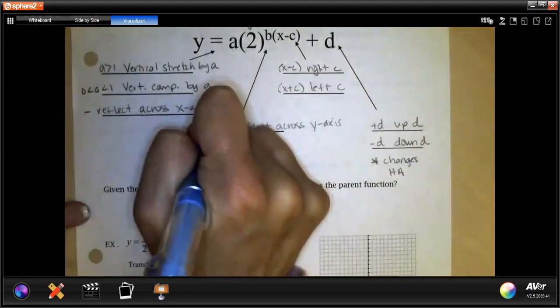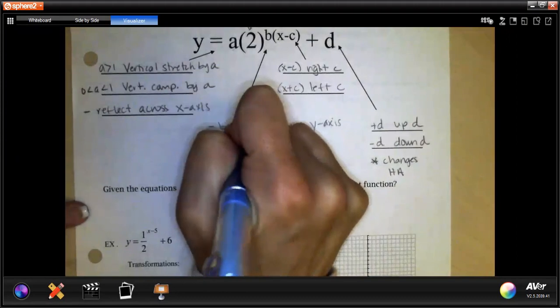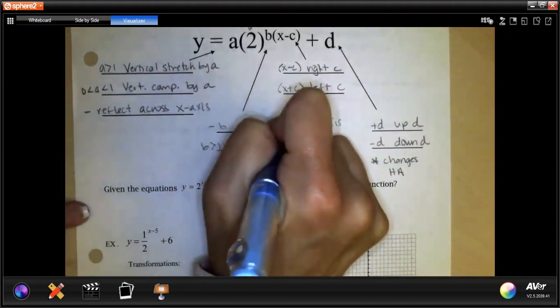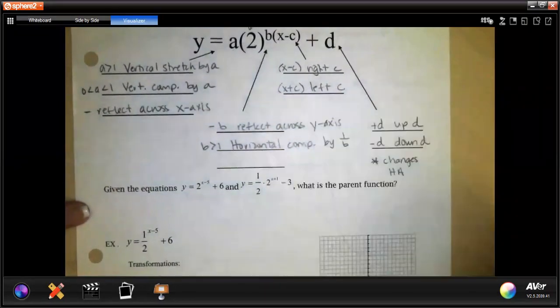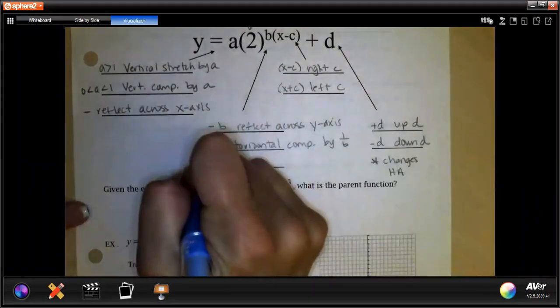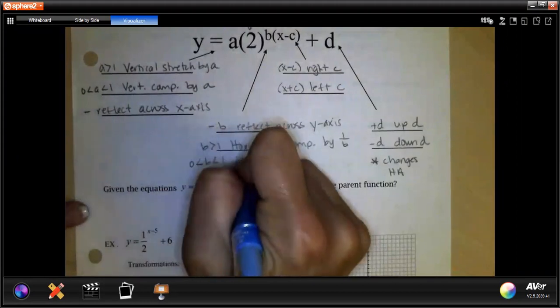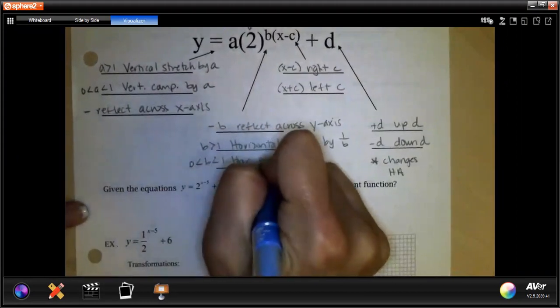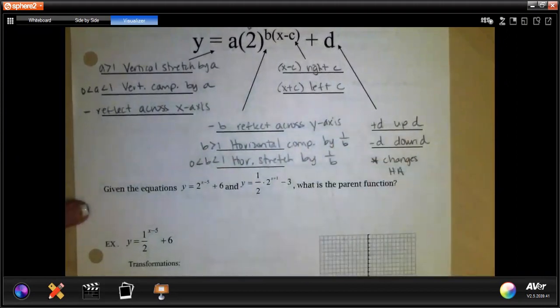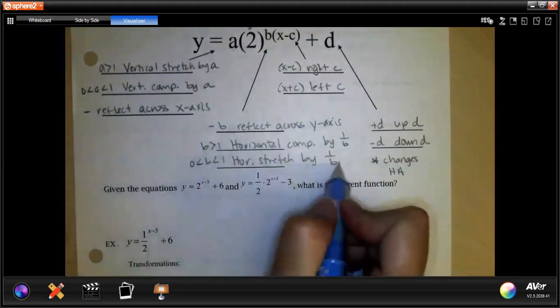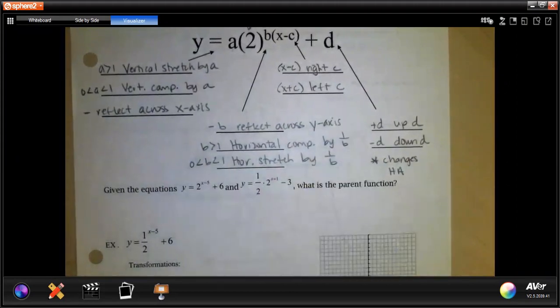If that B is greater than 1, it is a horizontal compression by 1 over B. And if it is between 0 and 1, it is a horizontal stretch by 1 over B. So that's kind of the opposite of the vertical here, because the scale factor is flipped.